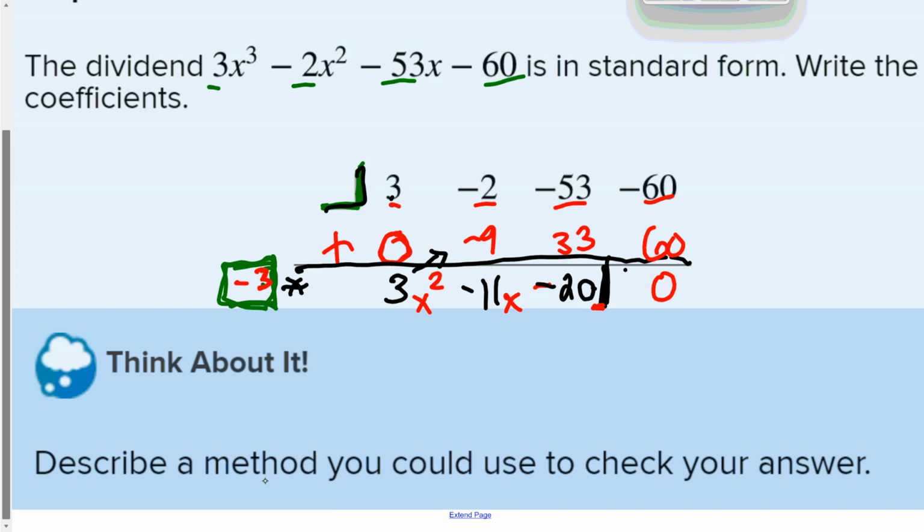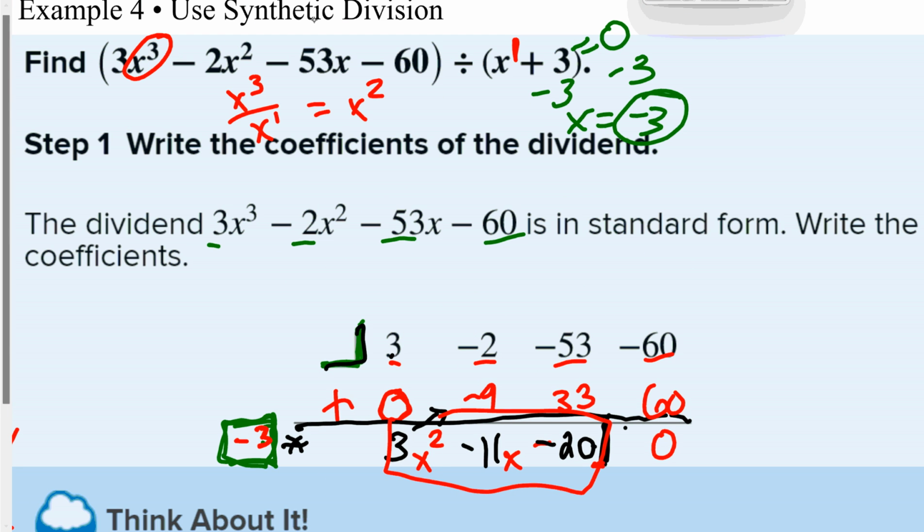So something to think about is, can you describe a method you would use to check your answer? If this is my answer, how would I check that it is correct? So here I'm dividing, kind of like 500 divided by 5, right? The answer I know is 100. How do I check that that answer is 100? What would I do? Same thing here. What would I do to check this answer is correct?